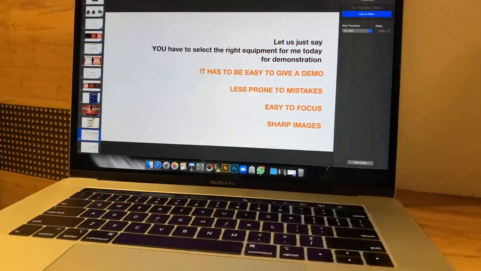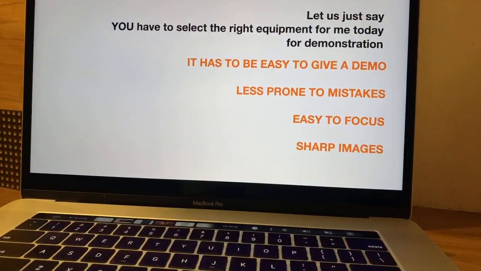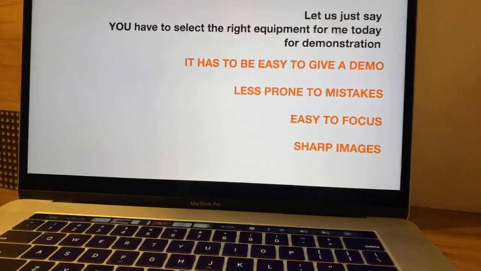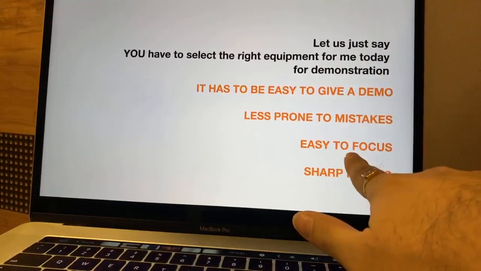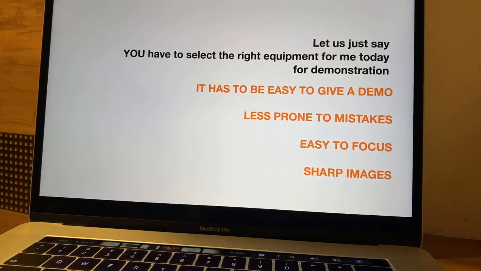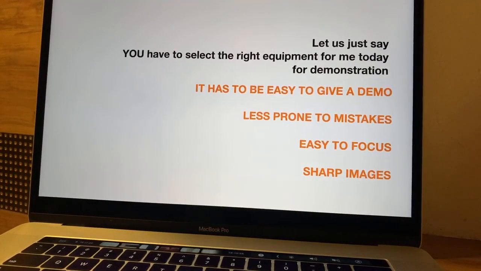These were my conditions. Please tell me what I should use, given that it has to be easy for me to give a demonstration on. It should be less prone to mistakes. It should be easy to focus, and it should be sharp images. I'm waiting for your answers, and please answer me now. You have to select what I should use for documentation. Let's see what you suggest me.